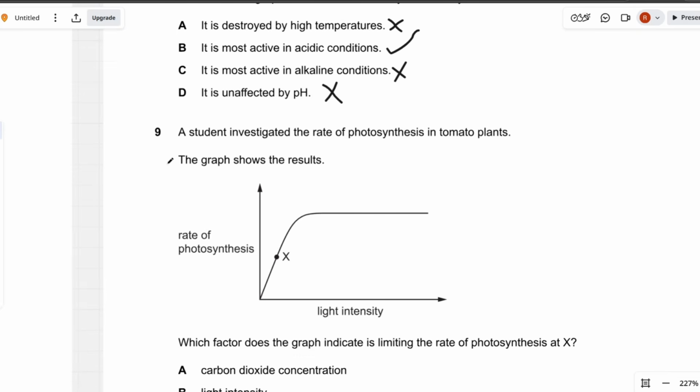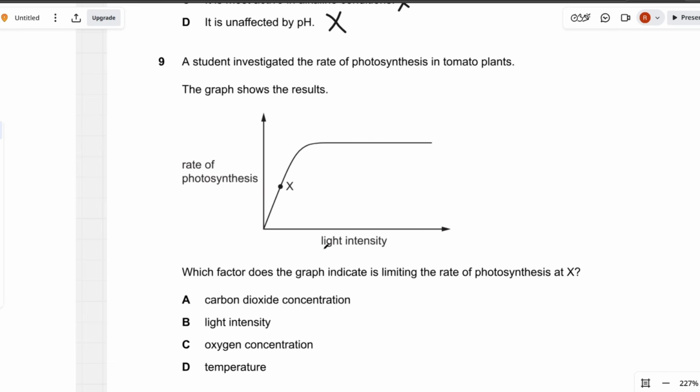A student investigated the rate of photosynthesis in tomato plants. The graph shows the results. Let's look at the graph. On the x-axis, we have the light intensity, and on the y-axis, we have the rate of photosynthesis. As the light intensity increases, we are studying the changes in the rate of photosynthesis. For the first part, the ascending limb of the graph, as light intensity increased, the rate of photosynthesis increased, and then it leveled off at a certain point.